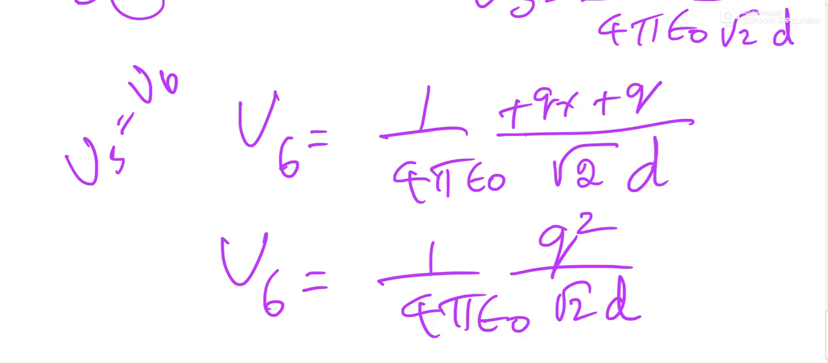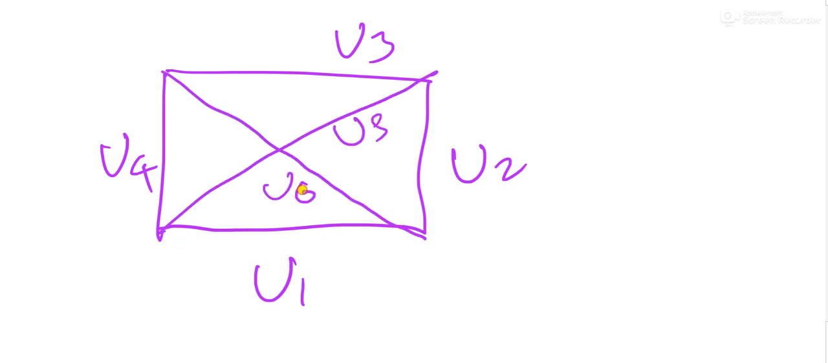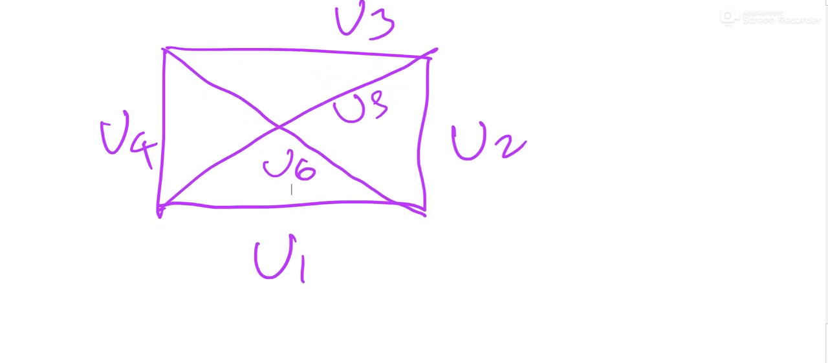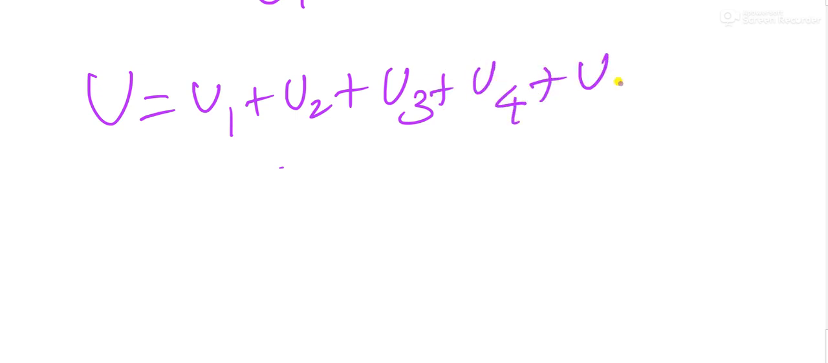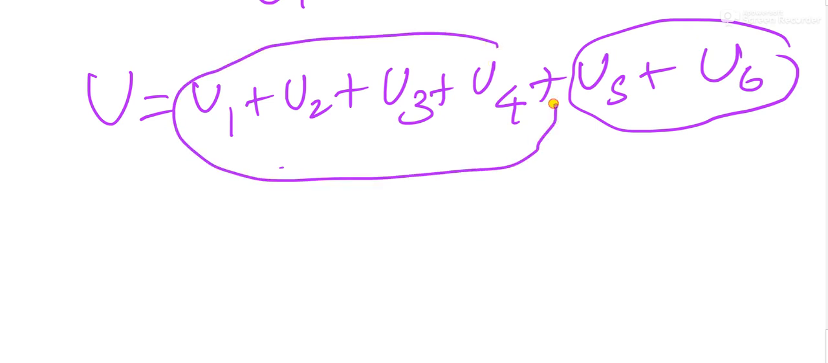In a single rectangle there are 6 energies. U1, U2, U3, U4 will all be equal. On the diagonal side, U5 and U6 will be equal. Now we'll write the equation. Total energy is U1 plus U2 plus U3 plus U4 plus U5 plus U6. These two will be equal and these 4 will be equal. This is 4 times this U.